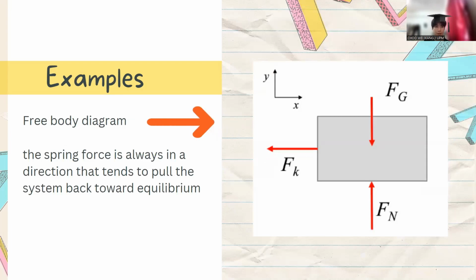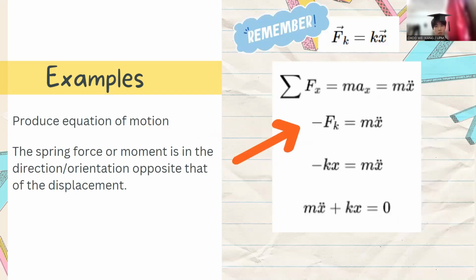So this is a free body diagram. The Fg means the gravity, Fn the normal, and the Fk is the force applied by the spring. The spring force is always in a direction that tends to pull the system back towards the equilibrium. Before this, I have to say that the sum of the forces is equal to ma, which is Newton's second law: F is equal to ma.